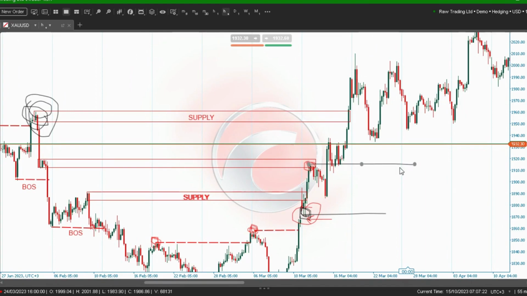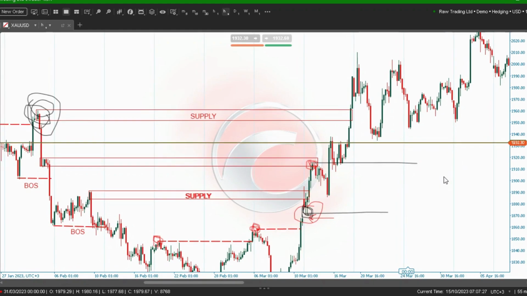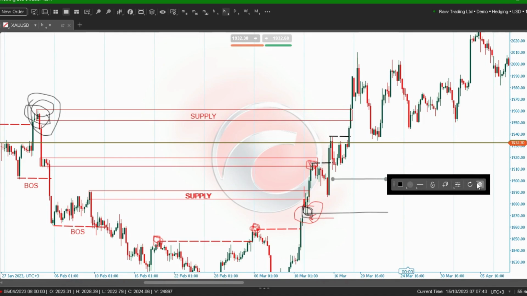Now I want to show you how we take trades in areas like this. When this market broke up here, let me show you. This is a break of structure. Alright, another break of structure is at this level here which I had drawn. Okay, let me delete that one.